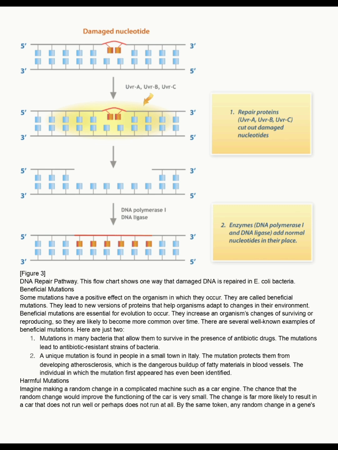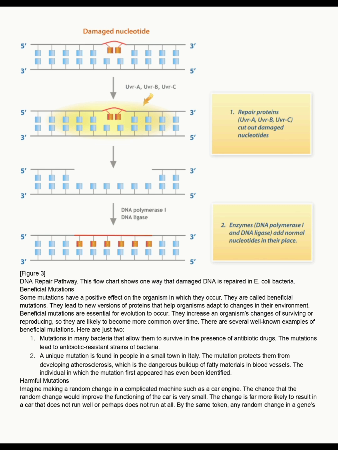There are several well-known examples of beneficial mutations. Here are just two. Mutations in many bacteria allow them to survive in the presence of antibiotic drugs. The mutations lead to antibiotic-resistant strains of bacteria. A unique mutation is found in people in a small town in Italy. The mutation protects them from developing atherosclerosis, which is the dangerous buildup of fatty materials in blood vessels. The individual in which the mutation first appeared has even been identified.